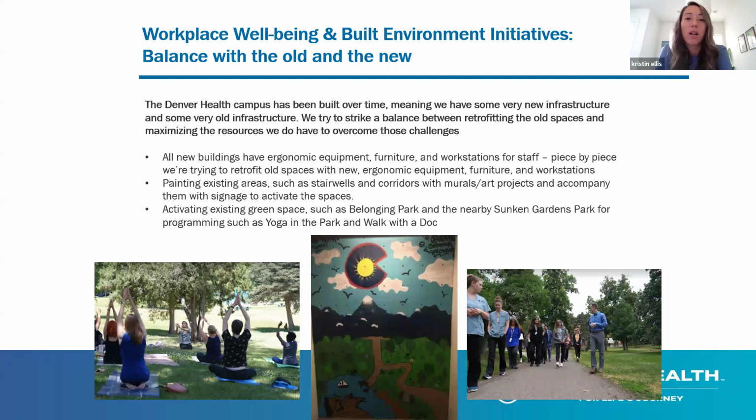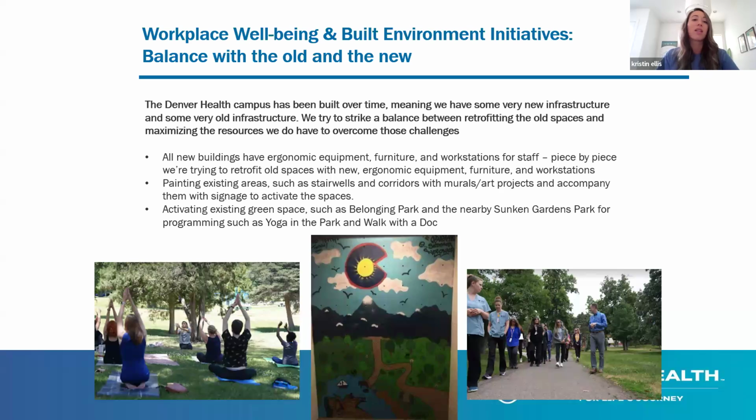And I know I just have a few minutes left. So lastly, I just want to talk about how we've been creative to kind of make it work, right? We've got an old campus that's been built over time. And so these are just a few creative ways that we've overcome those challenges. So all of our new buildings, which we have several of, have new ergonomic equipment and furniture. Piece by piece, we're trying to retrofit old spaces with furniture and amenities that are health promoting. We're also working on painting areas such as stairwells and corridors with different murals and art projects to further activate the space and kind of promote some of those healthy behaviors, like walking through our tunnels or taking the stairs as opposed to the elevator.